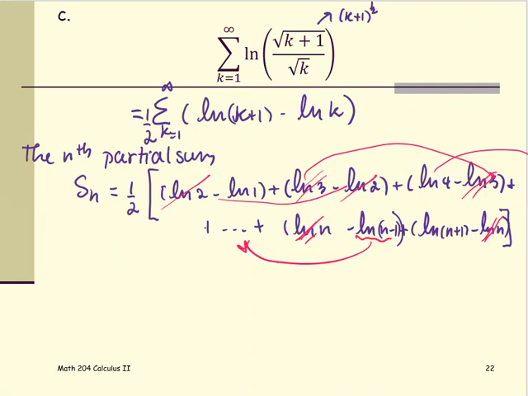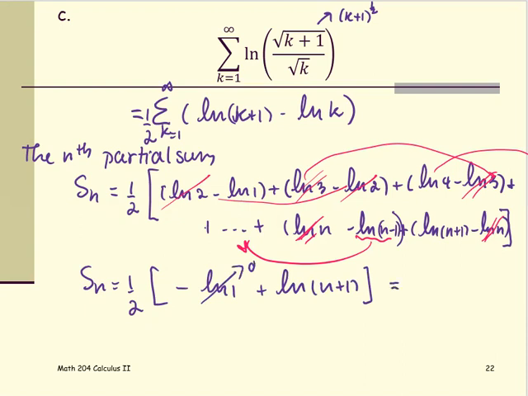Now we have the simplified Sn as 1 half of negative natural log 1 plus natural log of n plus 1. And we know that natural log 1 is 0. That means the Sn is just 1 half of the natural log of n plus 1.